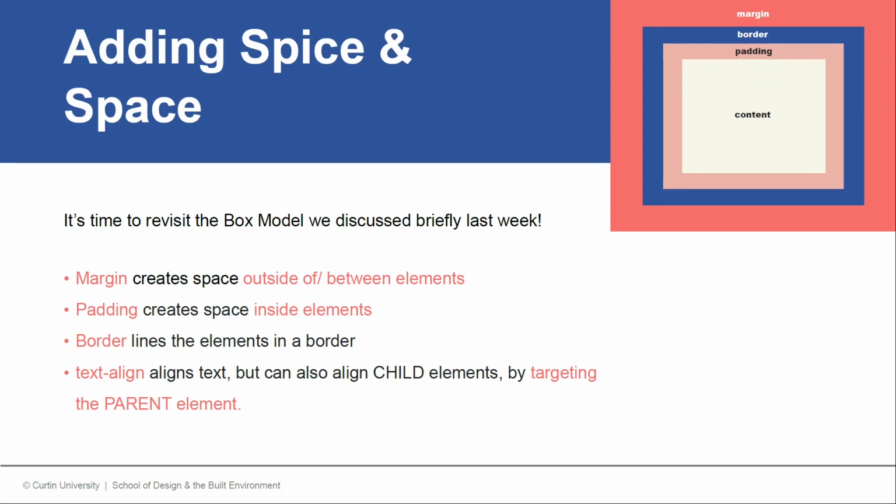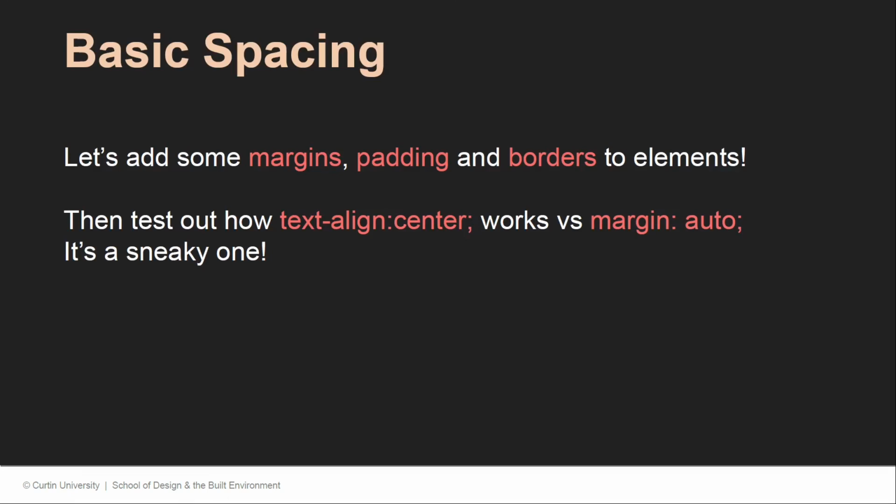And then we have text align. Now text align is a little bit tricky in that text align can align text, but it can also align child elements by targeting the parent element, so placing text align on the parent element. So now we'll take a look at what that even means and test how text align center works and this thing called margin zero auto. These are two different ways to center chunks of content. So again, either pause the video here to work through the next code activity looking at margins and paddings, and then the final code activity looking at text align center and margin zero auto.